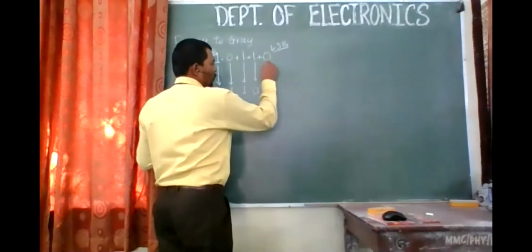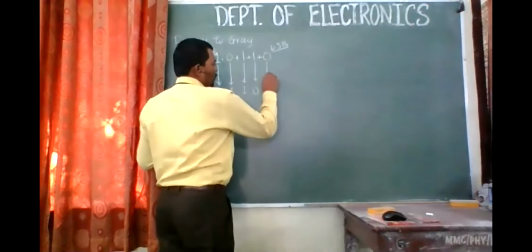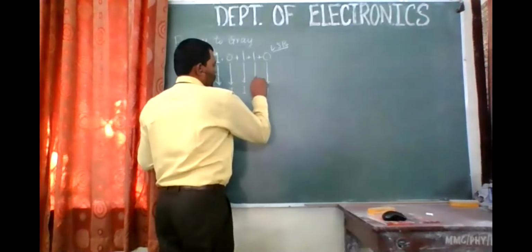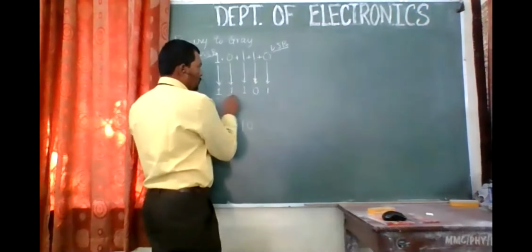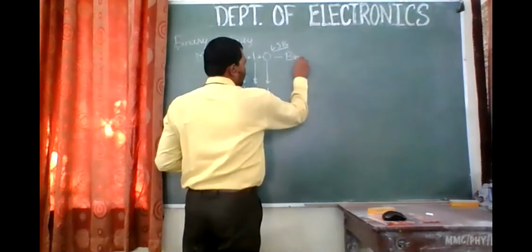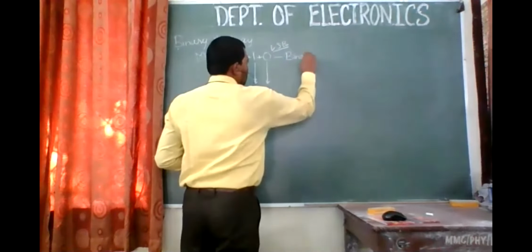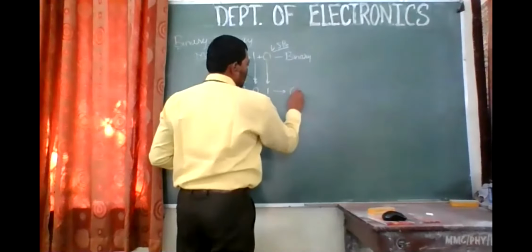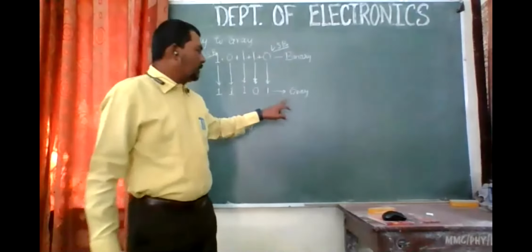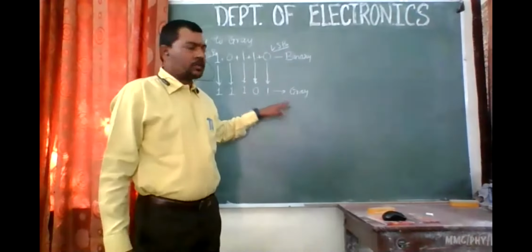Again, add 1 plus 0, which will give you 1, right? So this is the answer. This was the binary number that we have taken for the conversion, and this is the gray equivalent of that number, right?